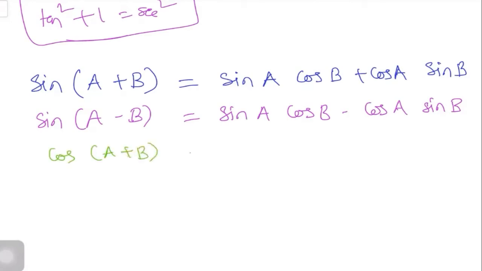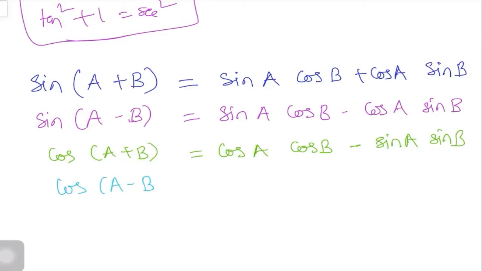What is cos of a plus b? Cos a cos b minus sin a sin b. The next formula is cos of a minus b. What is the formula for that? Cos a cos b plus sin a sin b.